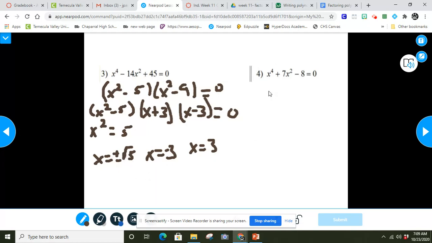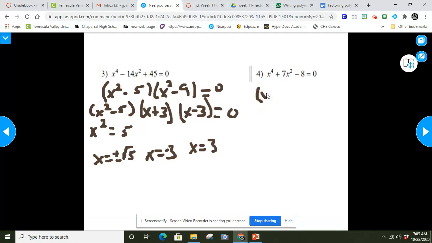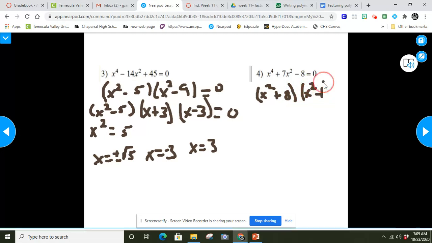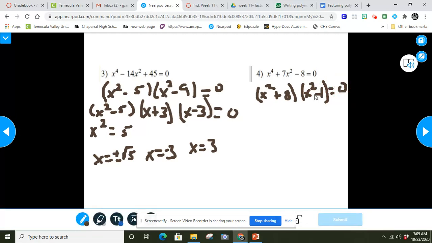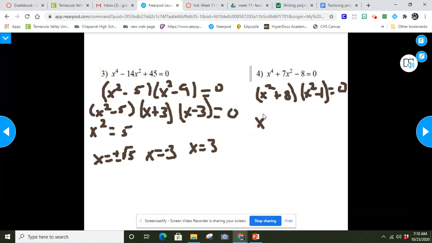All right, here on number 4, we have what multiplies up to negative 8 and adds up to 7. So I'm going to get x squared plus 8 and x squared minus 1 equals 0. Again, if it said factor completely, I would want to write x squared minus 1 as x plus 1, x minus 1, kind of like I did over here. But the directions are to solve, so I'm just going to solve this. So x squared equals negative 8. This will be imaginary. So x equals plus or minus 2i rad 2.